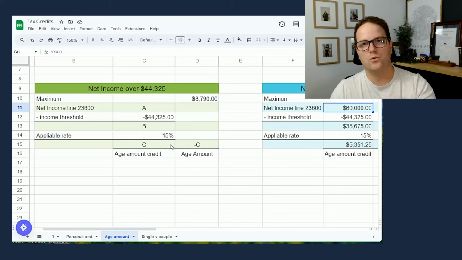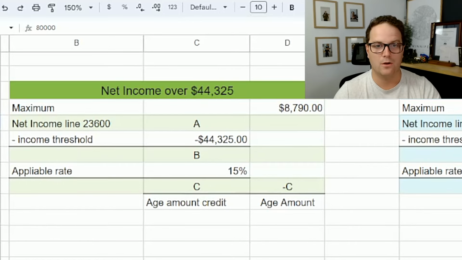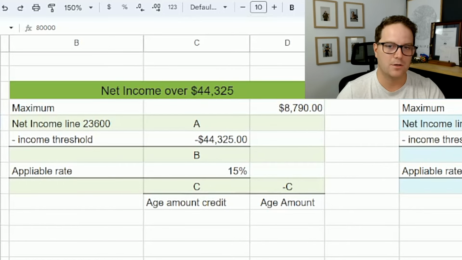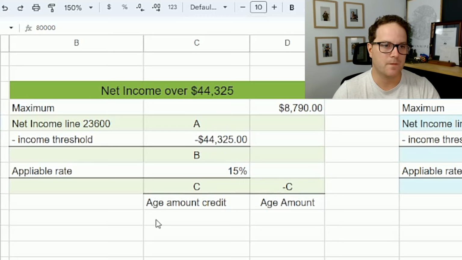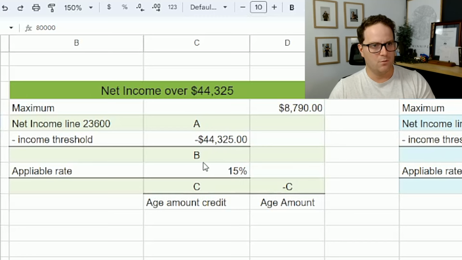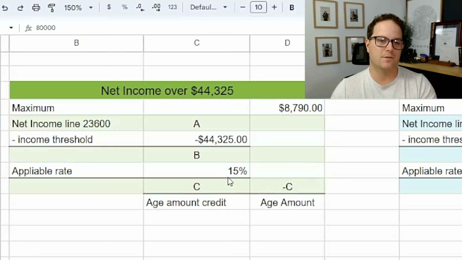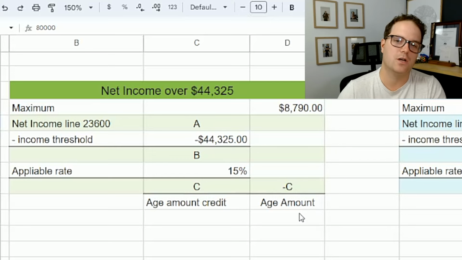Now, if you're in between that 44,000 and the 102,000 threshold, this is the calculation that you need to follow. It's not nearly as complicated as the personal amount. It's plenty complicated, but it's not as complicated as that. We take your net income from line 23600, and we're going to call that A. You subtract the bottom of the income threshold, $44,325, to find B. You multiply B by 15% to find C, and you subtract C from 8790 to find your age amount.